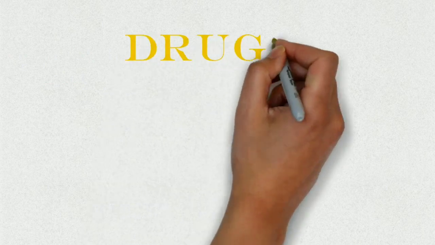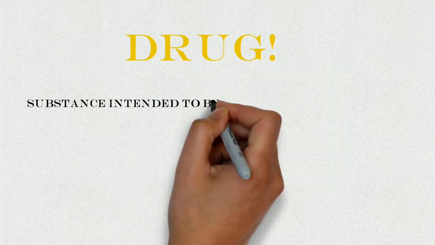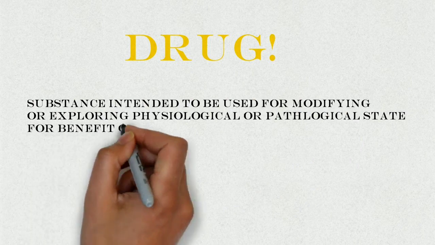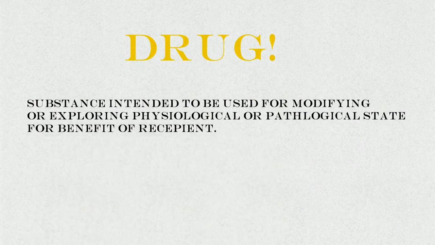Now, what is a drug? A drug is a substance which is intended to be used for modifying or exploring the physiological and the pathological state for the benefit of the recipient.